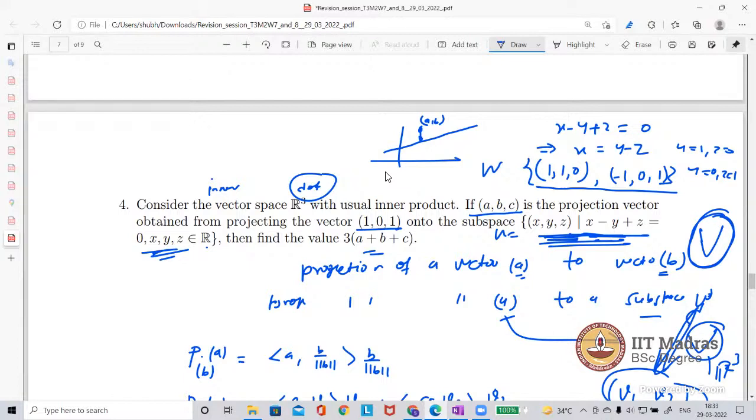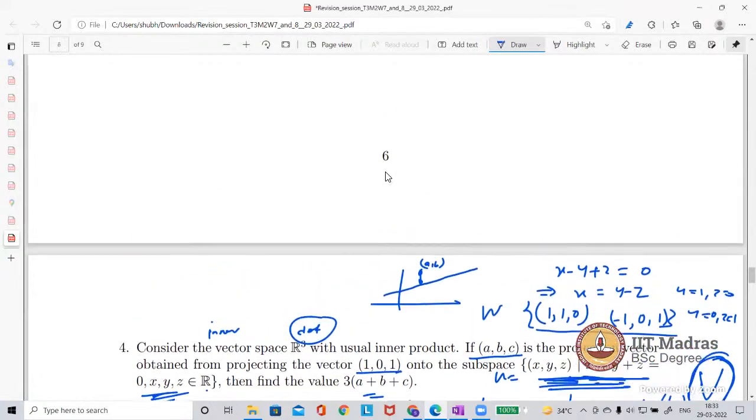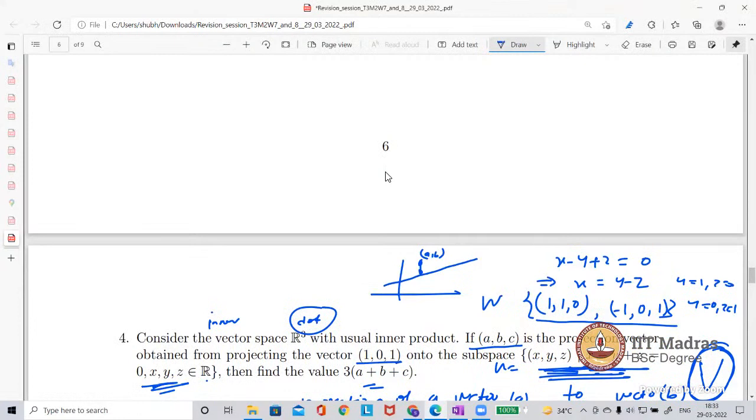Now see, whenever you have a collection of vectors and want to change it into an orthonormal basis, the Gram-Schmidt process gives you an orthonormal basis. So you have this one, you want to find an orthonormal basis, so use the Gram-Schmidt process. What is the Gram-Schmidt process? Suppose this is U1 and this is U2. Let's say you got B1 and B2 using the Gram-Schmidt process.